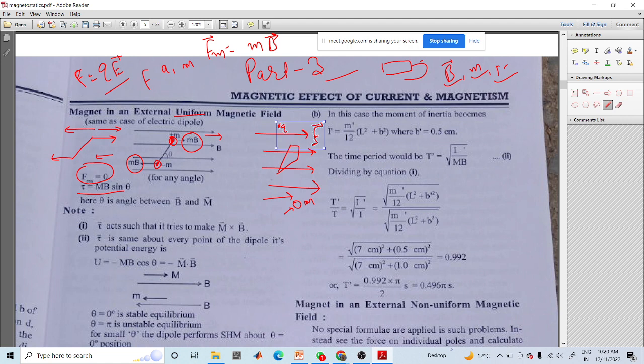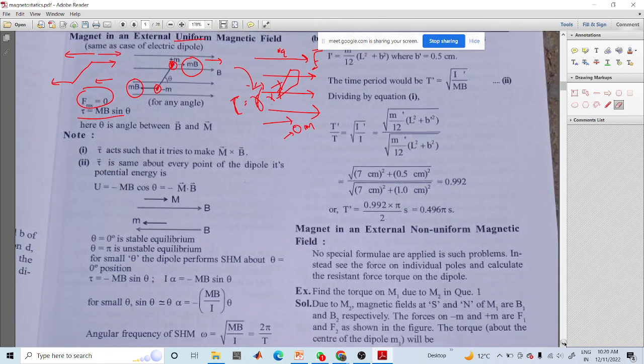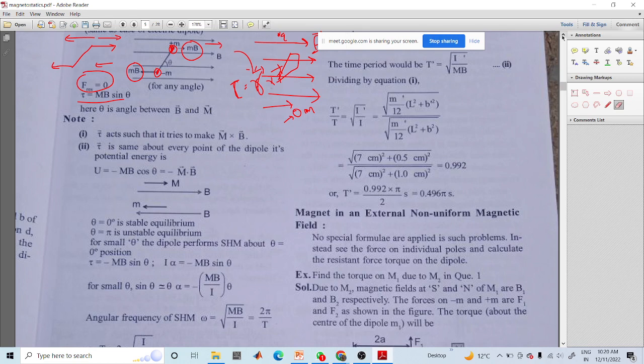Now we will go for the torque. If anything rotates, that means a torque will develop in that. You know about the torque. So torque is what? Torque is r cross F, or F cross r, what is this? Tell me. Yes, r cross F. Good.